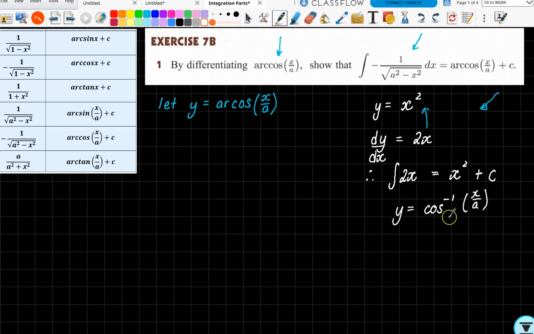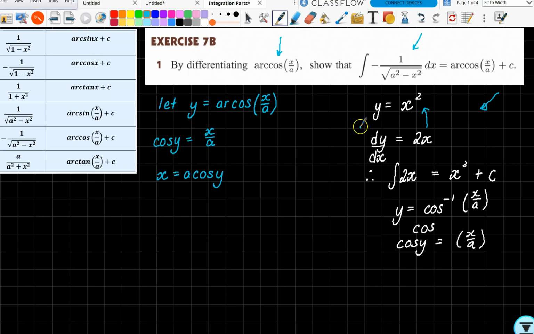So to get rid of that, we basically cos both sides. So that becomes cos y equals x on a. All right, so that's what we're going to do over here. We're going to cos both sides, and we're going to end up with cos y equals x over a. I'm going to get x by itself, so therefore x equals a cos y. All going along quite well.